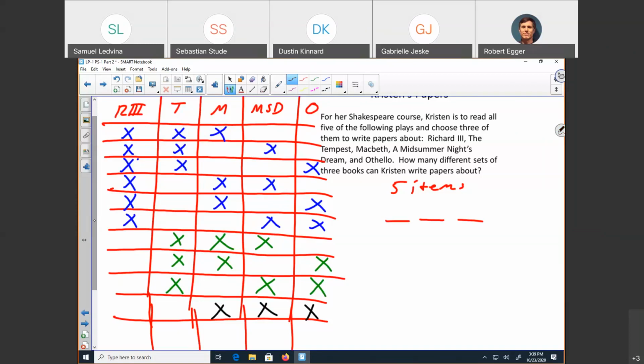Quick check. Everyone should be up there 6 times in some way, shape, or form. And I see 6 X's under Richard, 6 X's under the Tempest, 6 X's under the Macbeth, 6 X's under Midsummer Night's Dream, and 6 X's under Othello. So that adds up to what? 10? 10 ways you can come up with 3 different books to write papers about.